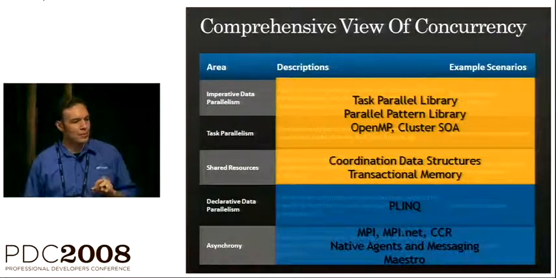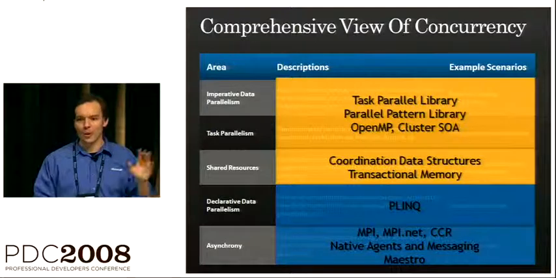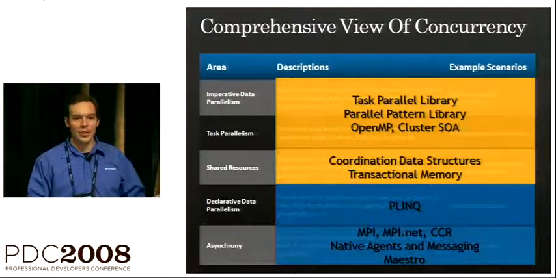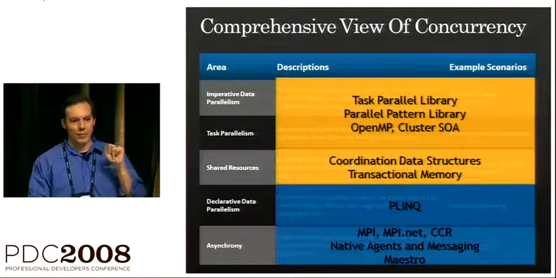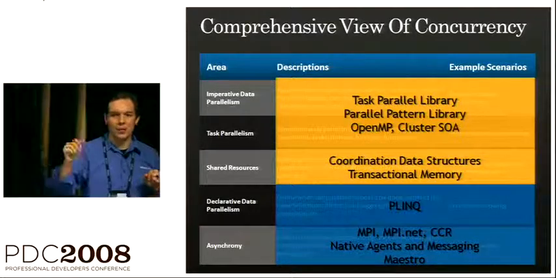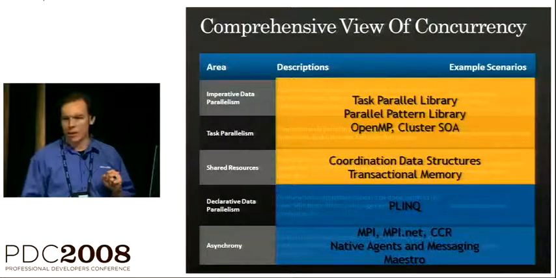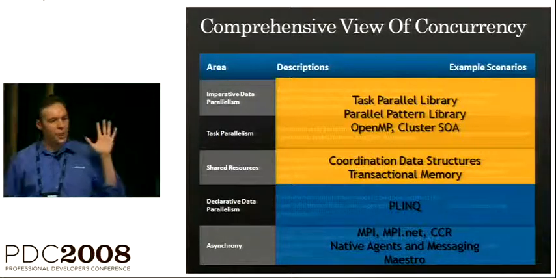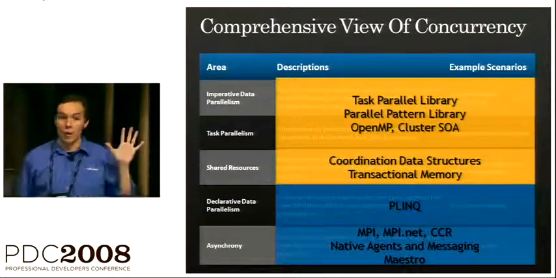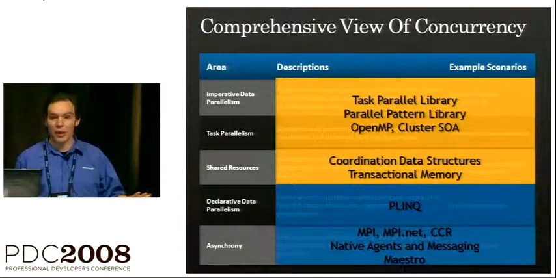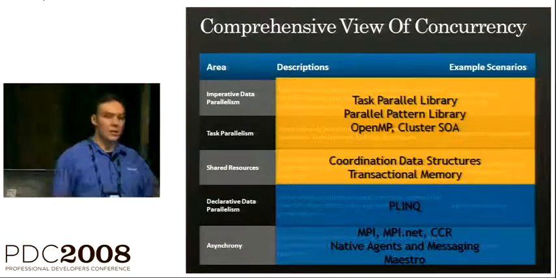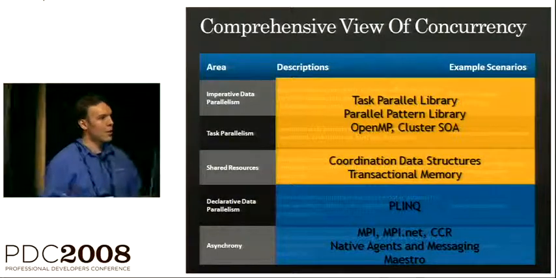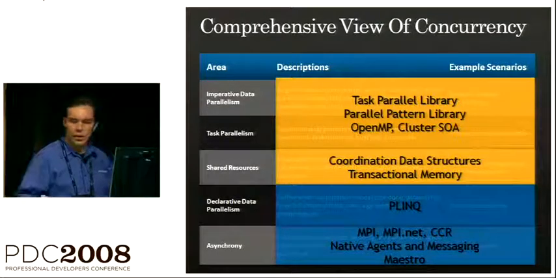For data parallelism on the managed side, there's this wonderful thing called PLINQ, right? If you're familiar with LINQ, PLINQ is just LINQ in parallel. And Daniel Moth will be talking about that at his session. I think it's on Wednesday. And of course, for asynchronous programming, we already have MPI and MPI.NET, the CCR, which is a managed offering, and I'll be talking about the native Agents messaging library.